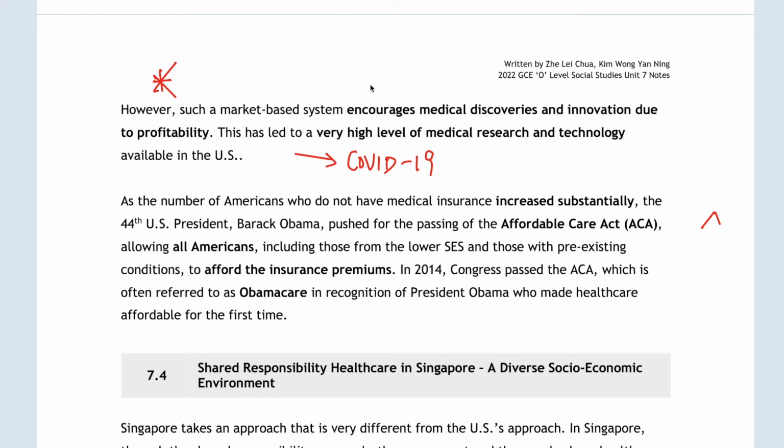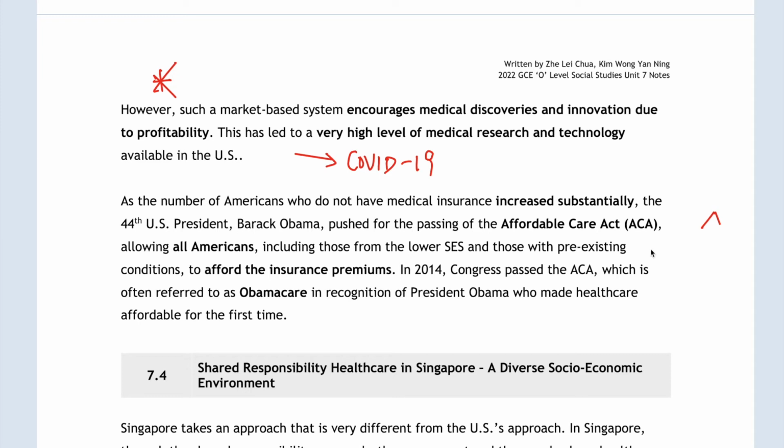So the Affordable Care Act, also known as Obamacare, I think most of you will be familiar with the name Obamacare. Essentially the idea is that this policy will allow those of a lower SES, or those with pre-existing conditions, to be able to afford the insurance premiums. This was passed in 2014. Obama was the first president to make healthcare affordable, so that's why it's called Obamacare.